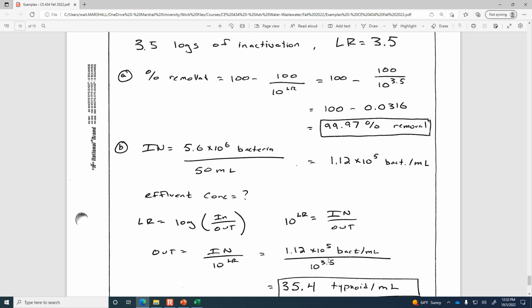Okay, so then removed is 111,965. 1, 2, 3, 4, 5. Yeah. So then remain is 1.12 times 10 to the 5th minus 1.11965 times 10 to the 5th. So how much remain is just going to be the initial amount, 1.12 times 10 to the 5th. Let's swap them. 35.4 remain, which is the same as if we'd done it this other way, using the logarithms.